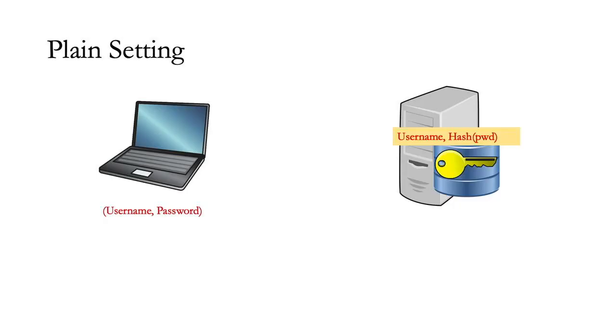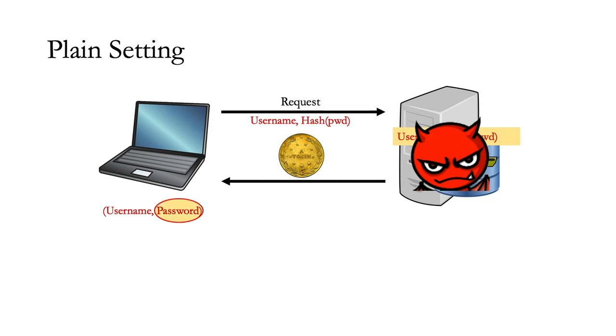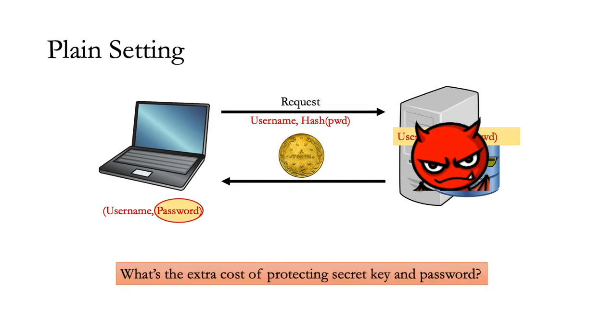And let me explain what a plain setting is. The plain setting is the setting that we discussed at the very beginning of this talk, where there is a single server holding the secret key, and when the user is requesting a token, it sends its username and hash of its password to the server, and then the server generates the token. In this case, if the server is corrupted, then both the secret key and the password are leaked. So the question is, what's the extra cost of protecting both the secret key and the password?